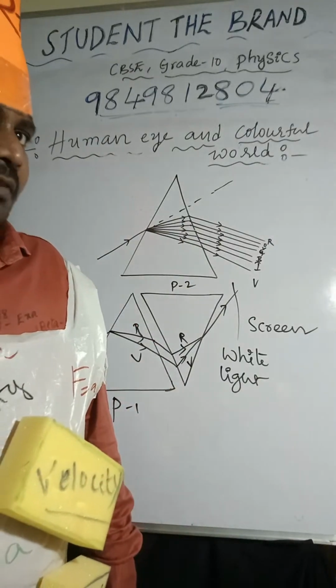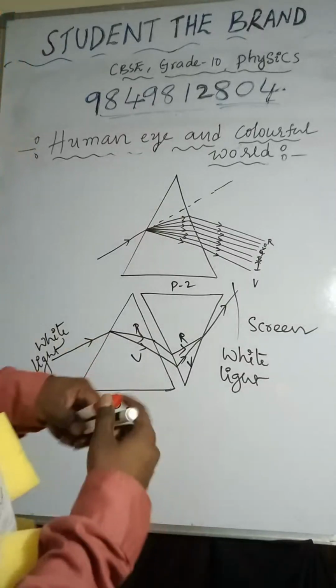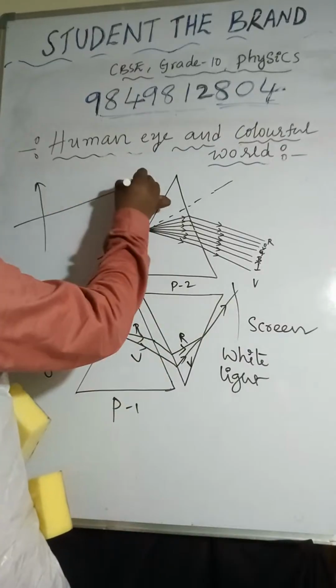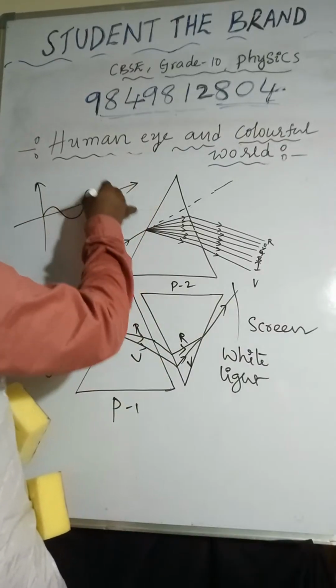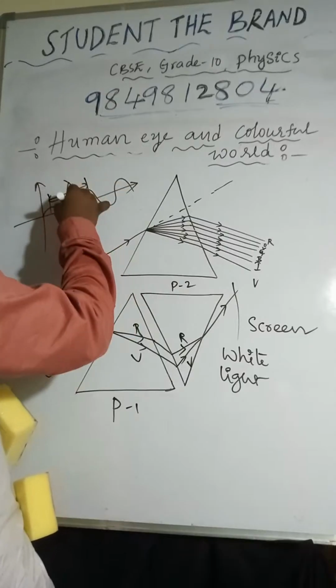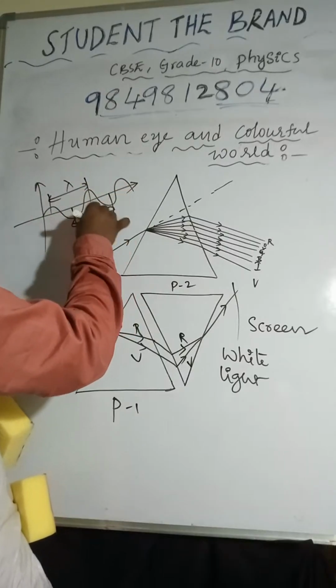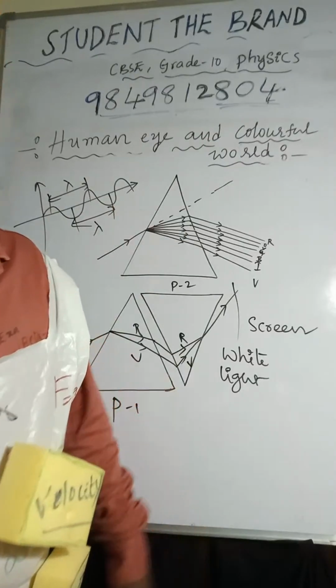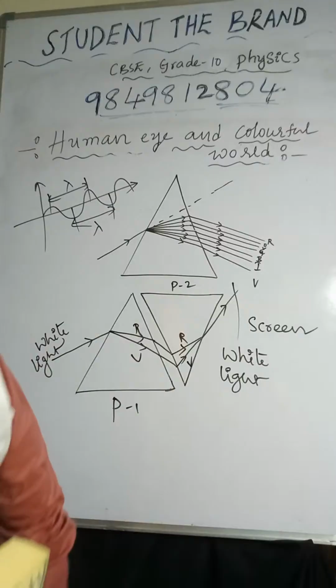What is the definition of wavelength? The distance between two consecutive crests or two consecutive troughs. So if the light ray is moving like this, the distance between two consecutive crests or two consecutive troughs is called wavelength. Okay, done. So I hope it is very clear.